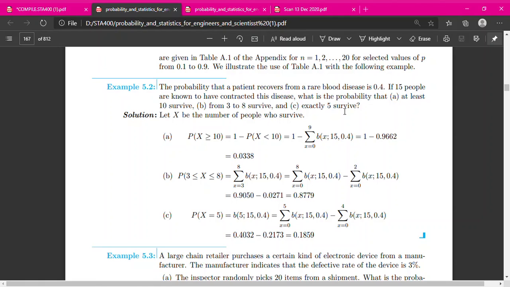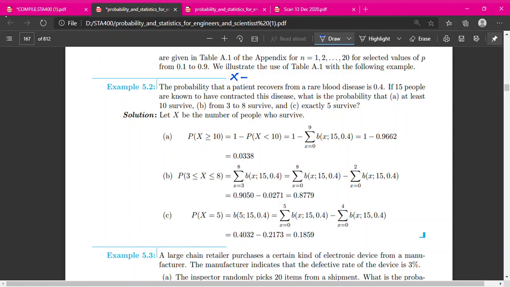Okay, let's see the example of how to find the probability using the statistical table, the binomial statistical table. I use example 5.2 tadi. The probability that a patient recovers from a rare blood disease tadi P adalah 0.4. Okay, kita punya variable-nya adalah, like I said before this, first mention what is your variable first.